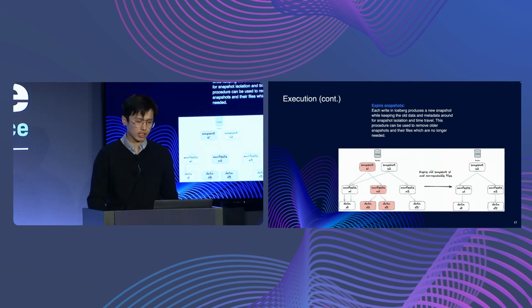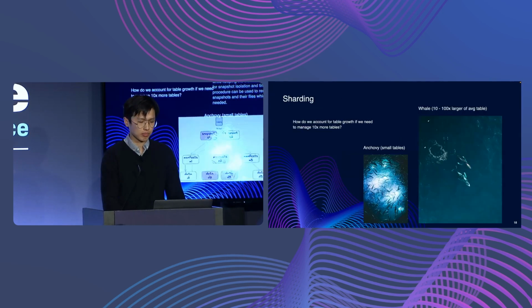So let's look at an example. Using the data compaction example we had in the previous slides, we can see that manifest M2, data file D2 and D3 can be safely deleted because snapshot S1 is expiring, and only these metadata and data files are reachable by the expired snapshot.